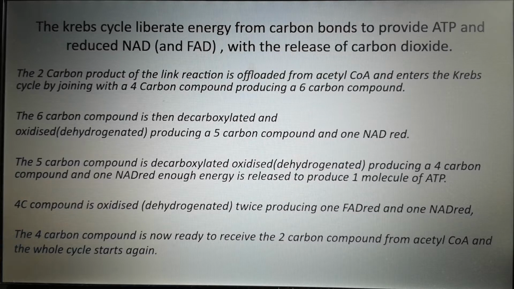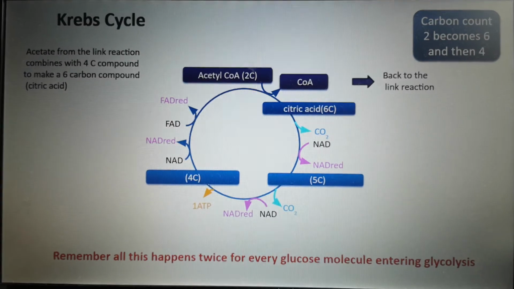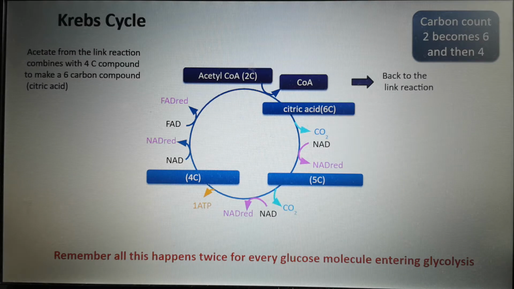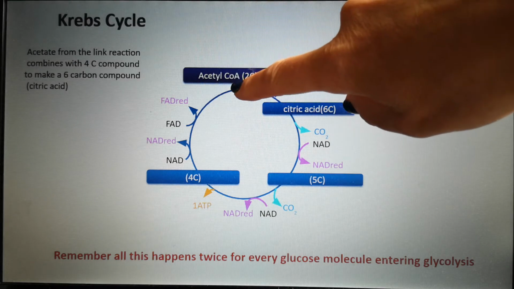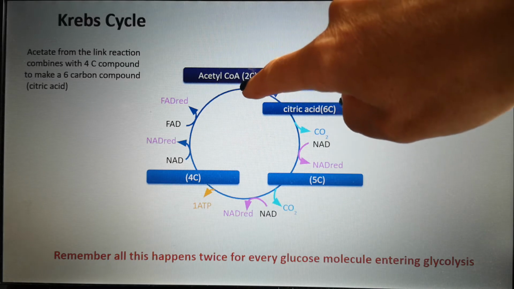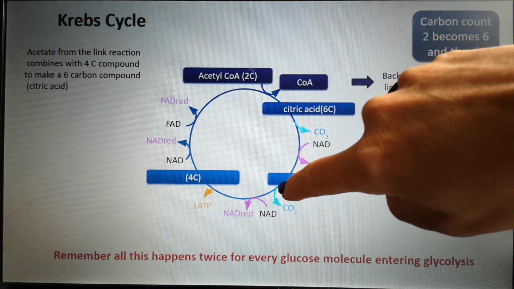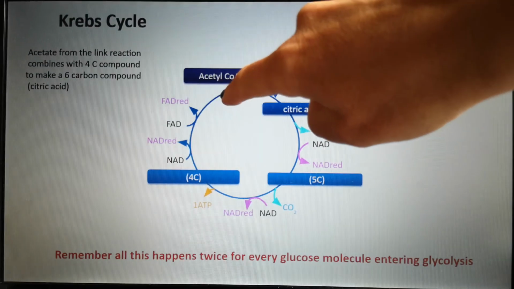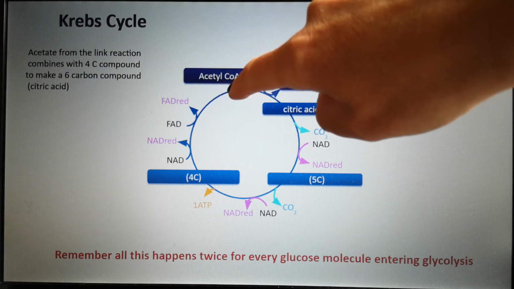And our 4-carbon compound is ready to receive that 2-carbon compound from the link reaction again. Okay? I'm sure this looks really very complicated at the minute. It looks simpler when you look at it in a cycle form. Because it is a cycle, it makes much more sense. It's a cycle because the 4-carbon compound that joins with our 2-carbon compound is recycled at the beginning so it can receive another 2-carbon compound.